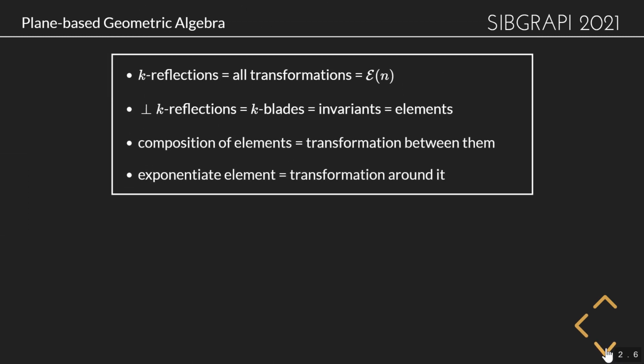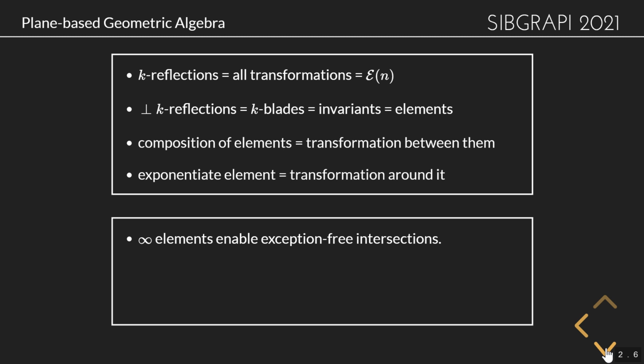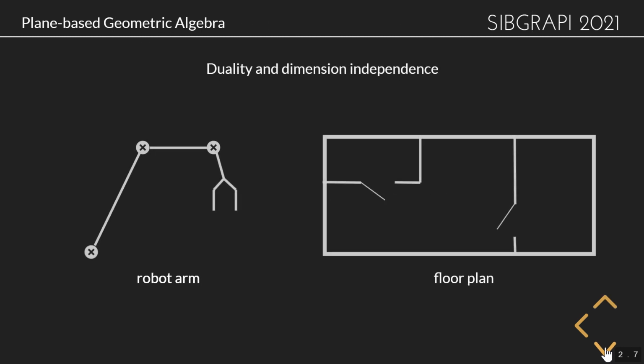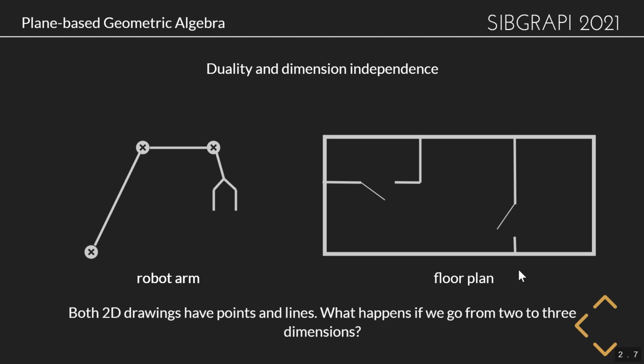These are the three superpowers of our infinite elements. They enable exception-free intersections. They enable duality, which then unifies this meet and join. And they unify the rotations and the translations. But duality is something that we'll spend some more time on, because it also plays an important role when we are talking about dimension independence, as we did before in part 1.